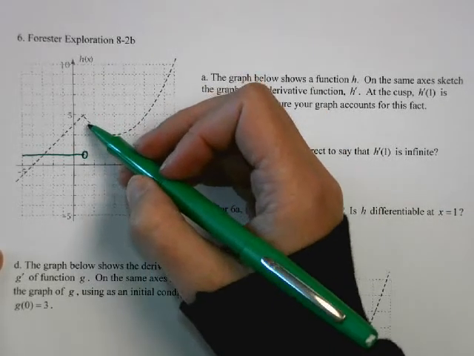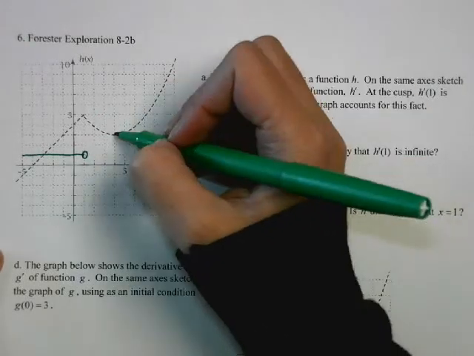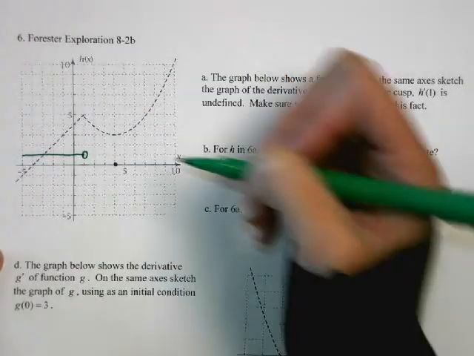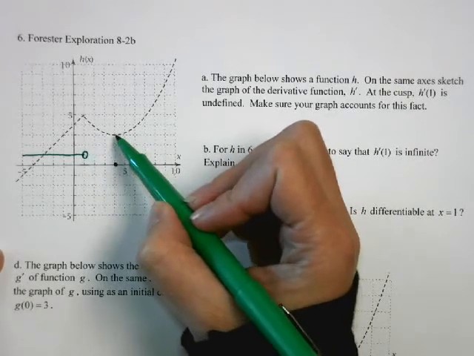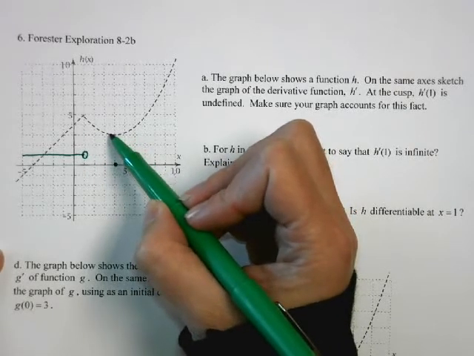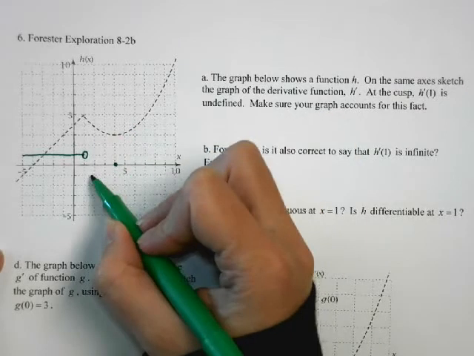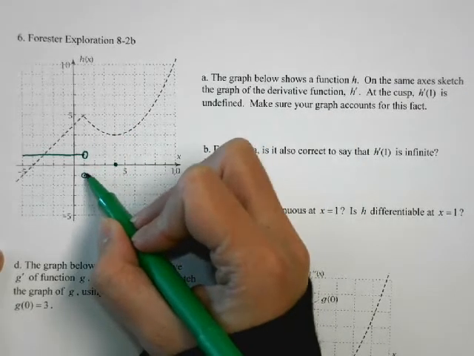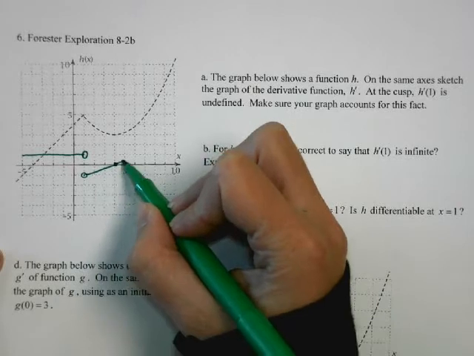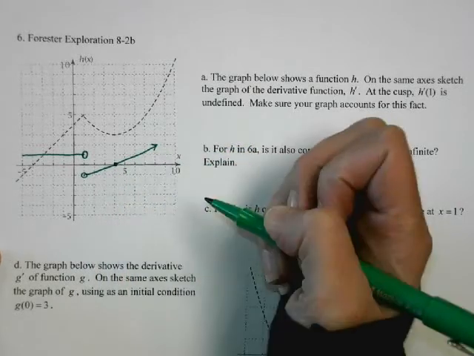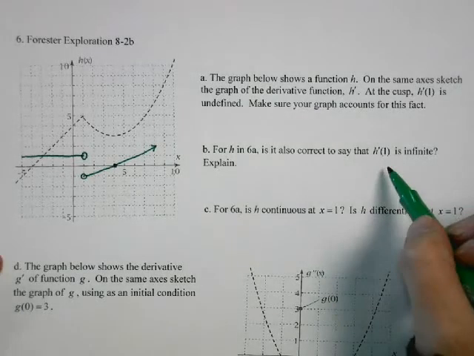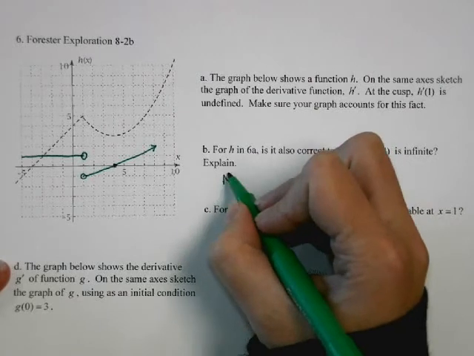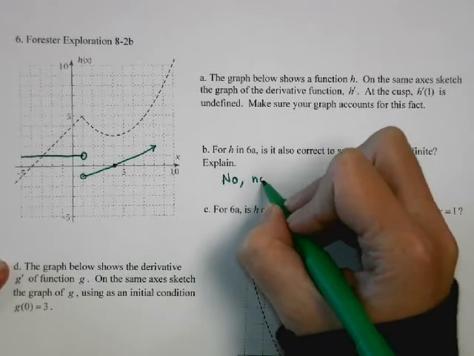For this, it's decreasing, then it's increasing. We have it 0 here. And if I look at this, it's not an x squared, it's something less. So we'll say it's about there, just an estimate for our derivative. Is it correct to say that h prime of 1 is infinite? No, that only applies to asymptotes.